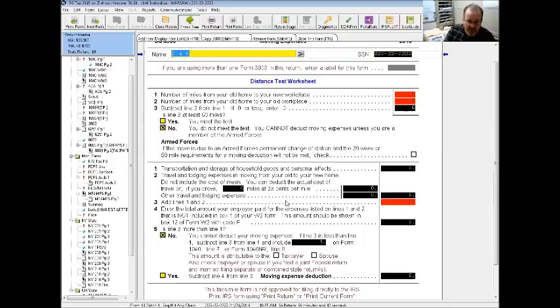We would have to go to Google and make a straight line, all right? Now, the other thing, too, is line 4. Enter the total amount your employer paid for the expenses listed on lines 1 and 2 that is not included in box 1 of your W-2 form. This should be shown in box 12 of form W-2 with code P.